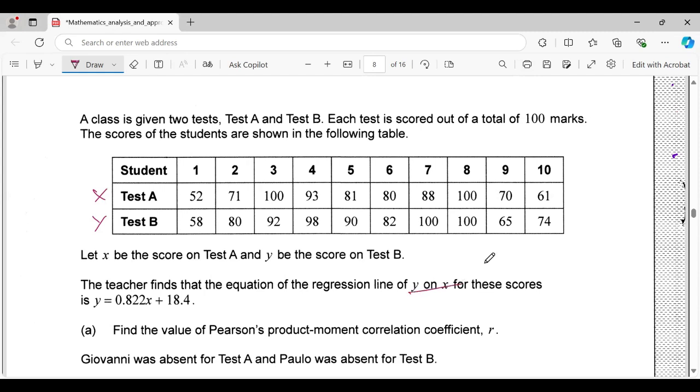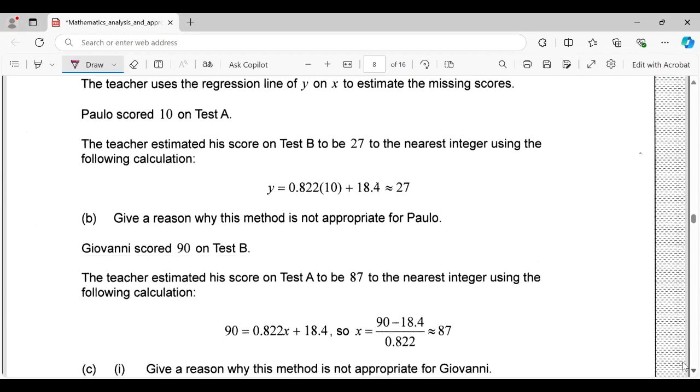The teacher finds that the equation of the regression line of Y on X for the scores is Y equals 0.822x plus 18.4. Find the value of the Pearson product moment correlation coefficient r.